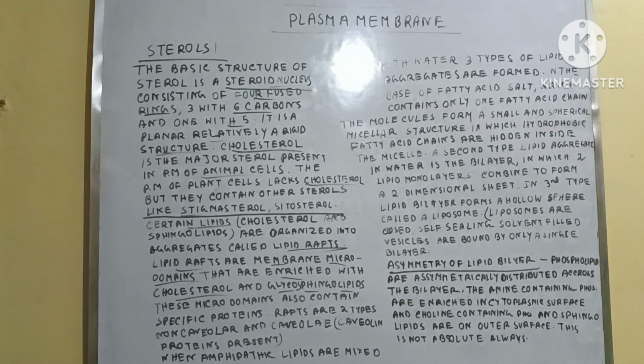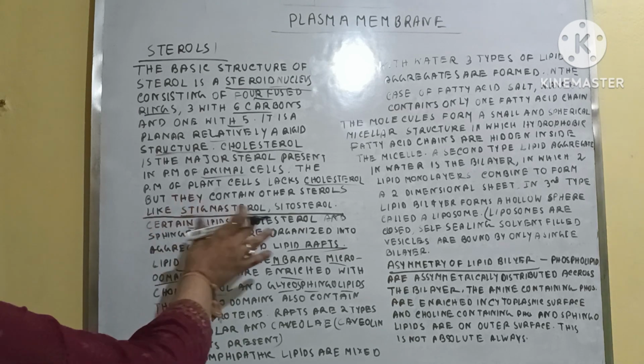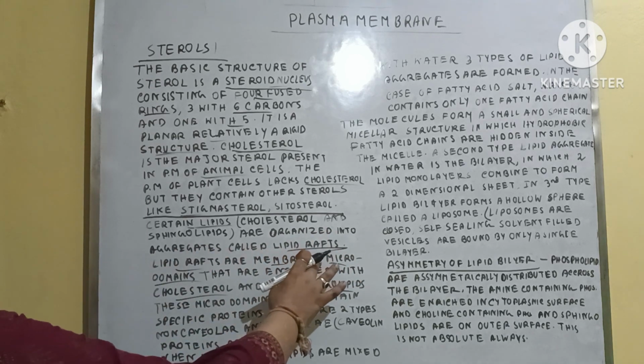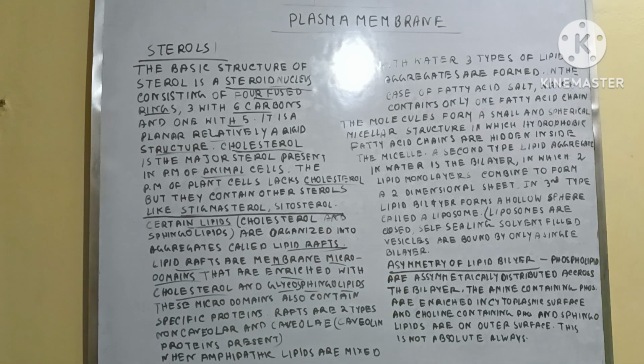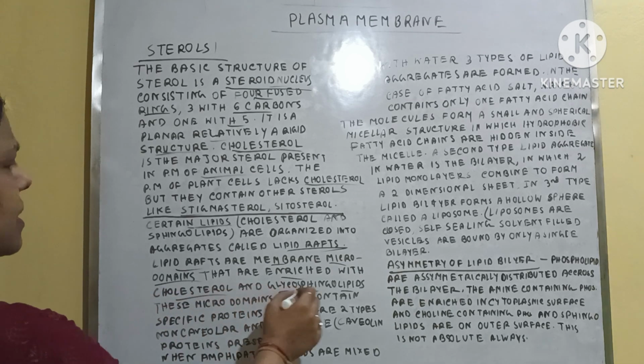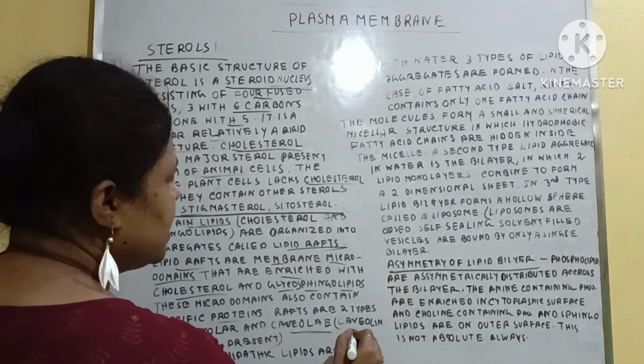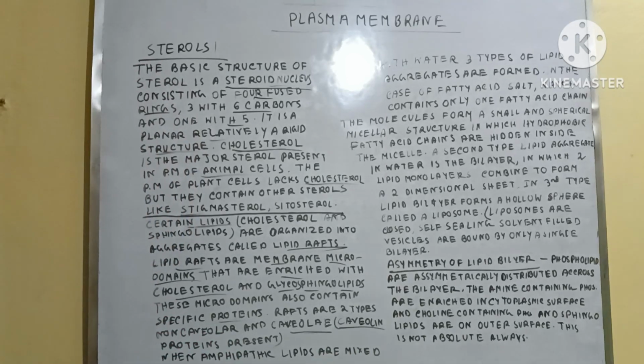Clear? So what I am saying is that the lipids are organized in the form of rafts, and these rafts are the microdomains containing cholesterol and glycosphingolipids. These microdomains also contain specific proteins, and these rafts are generally of two types. One is non-caveolar and another is caveolin. Caveolin means one protein, the caveolin protein, is present.